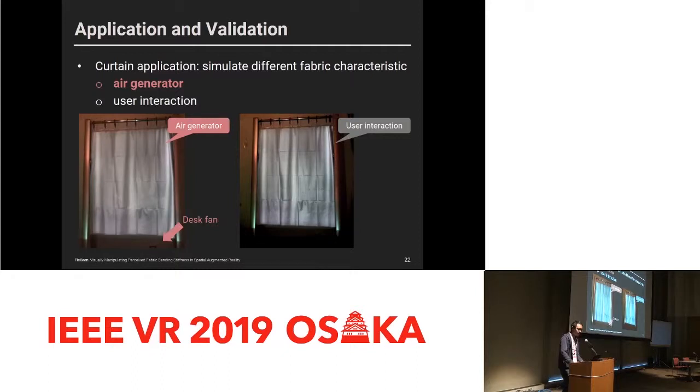For the air generator, the airflow is blown from the bottoms of the fabrics to generate the movements of the non-periodic motion. And for the user interactions, the user can directly interact with the fabrics, and at the same time, the system automatically creates the different types of fabrics based on the computational model.